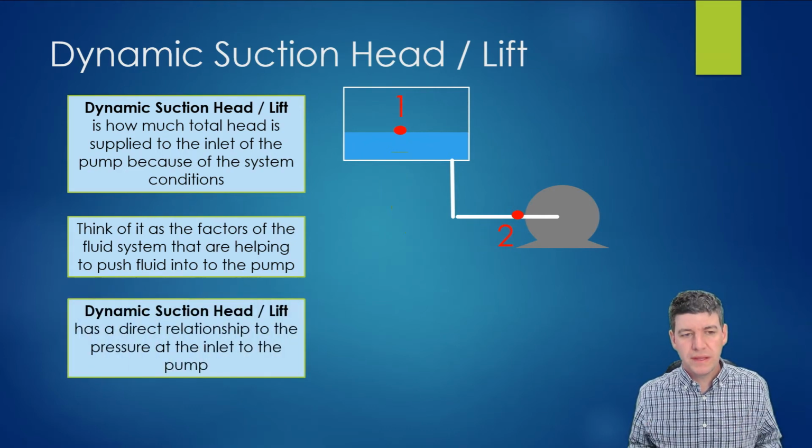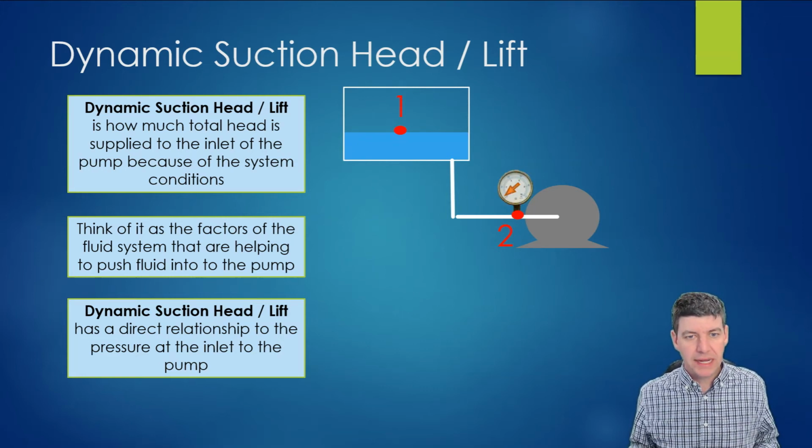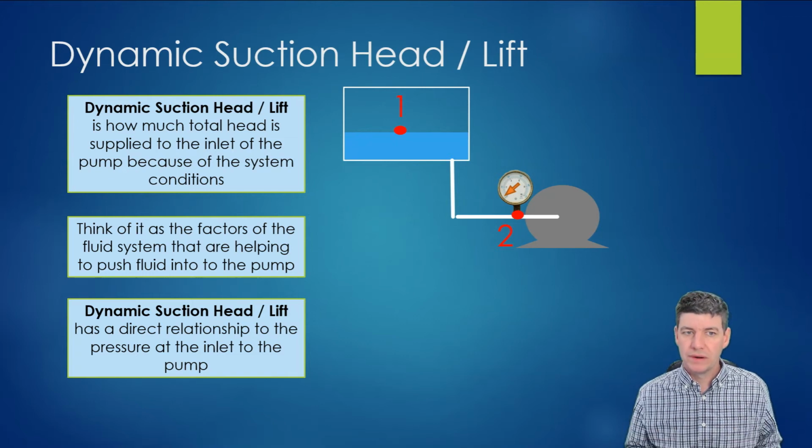And one thing that we can note is that dynamic suction head or lift has a direct relationship to the pressure at the inlet of the pump. So if we were to read a pressure gauge at the inlet of the pump, it would give us an indication of how much dynamic suction head is available. The higher the pressure at the inlet of the pump, the more dynamic suction head that we have.